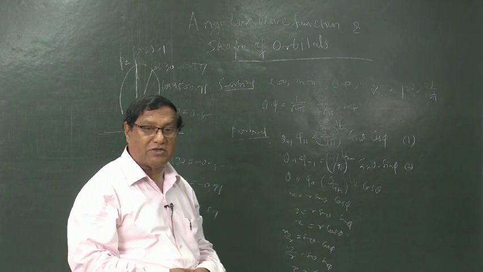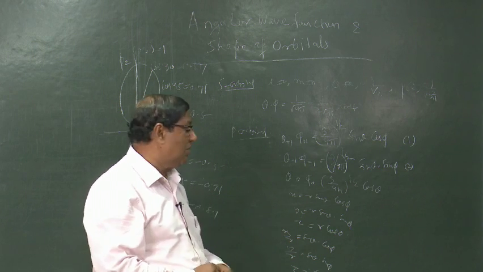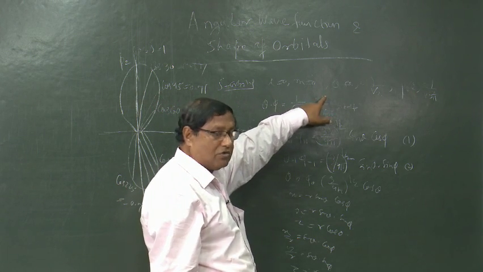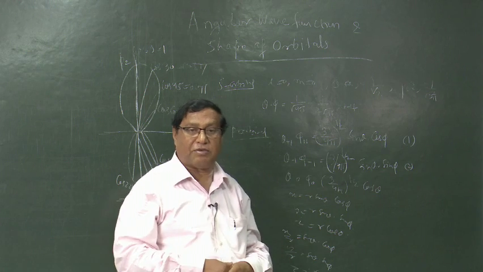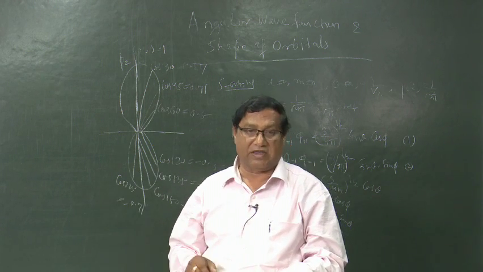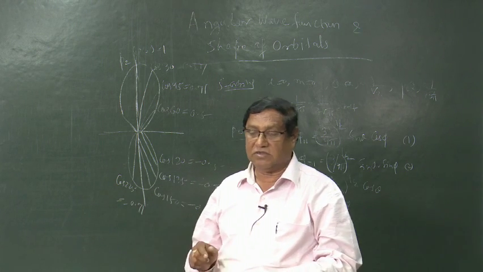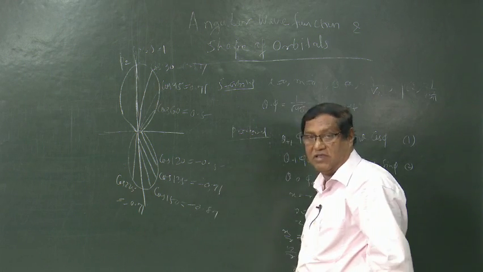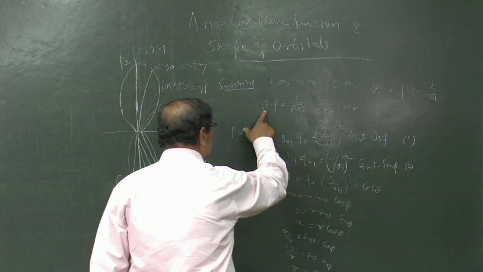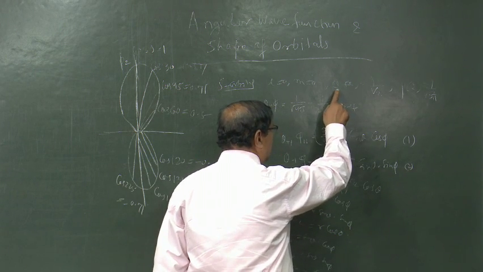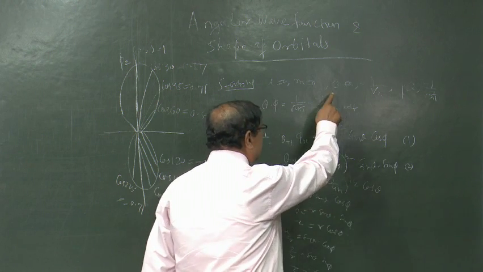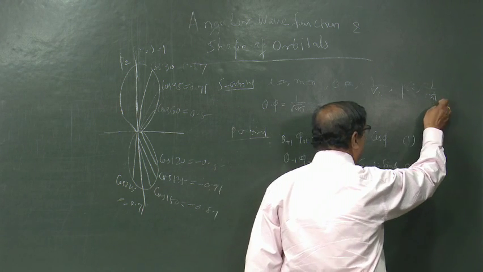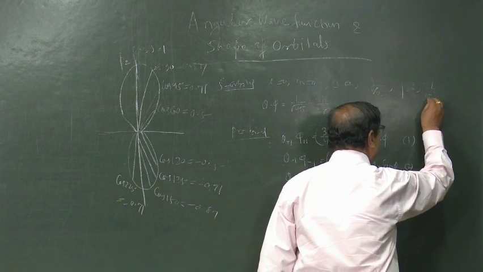This angular wave function depends on L and m values. For the s orbital, L is equal to 0 and m is equal to 0. There are two types of angular wave function: one is theta, the other is phi. Theta, as I have told you, is the zenith angle and phi is called the azimuthal angle. When these two angles vary, the wave function varies. For the s orbital, the angular wave function theta is equal to 1 by root 2 and phi is equal to 1 by root over 2 pi.